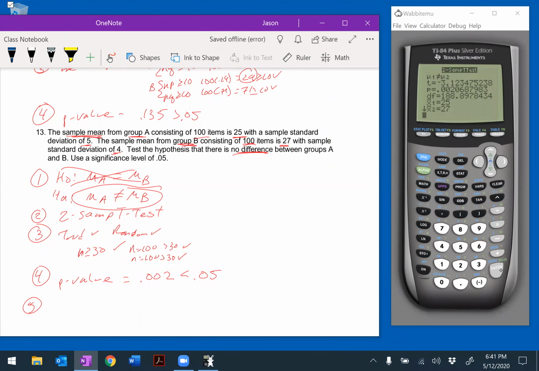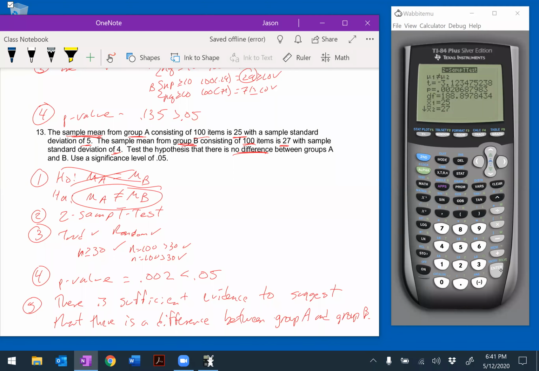So number 5 is that there is sufficient evidence to suggest that there is a difference between group A and group B.